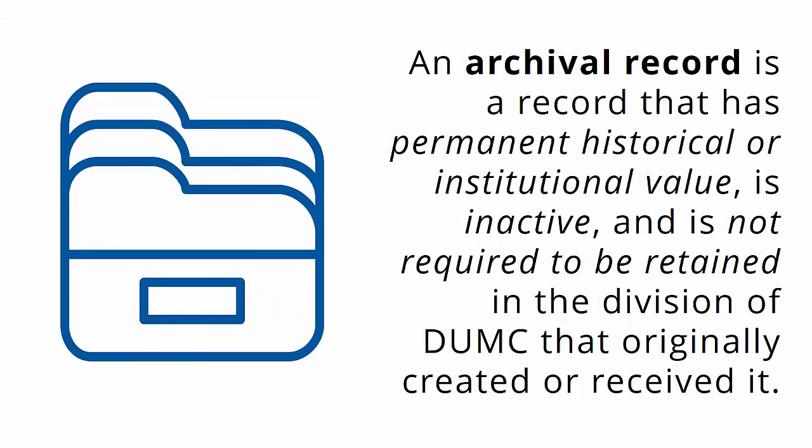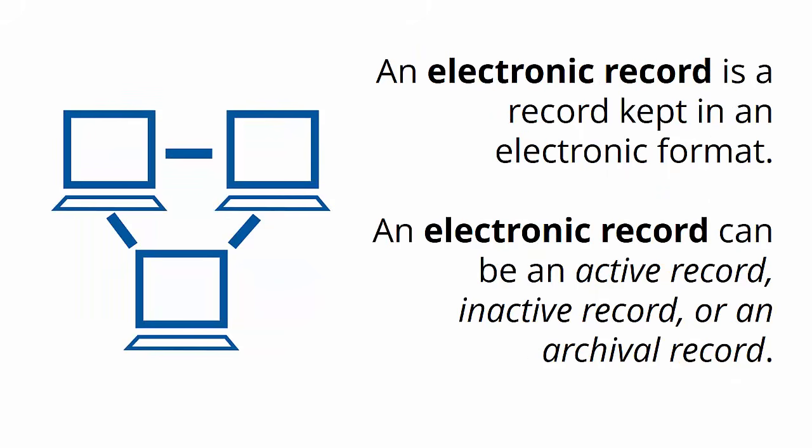An archival record is a record that has permanent historical or institutional value, is inactive, and is not required to be retained in the division of the Duke University Medical Center that originally created or received it. Finally, an electronic record is a record kept in electronic format. An electronic record can be an active record, an inactive record, or an archival record.